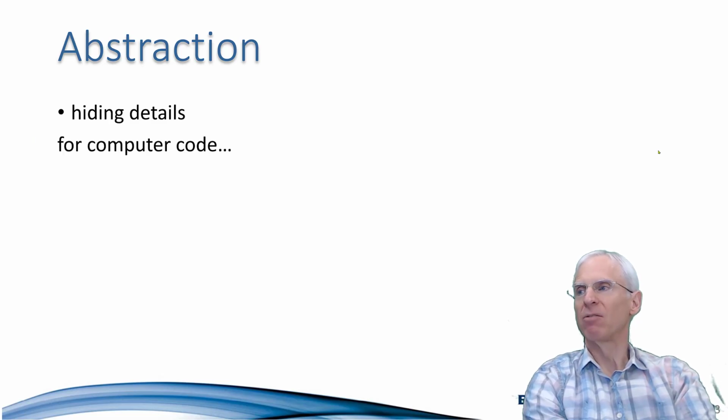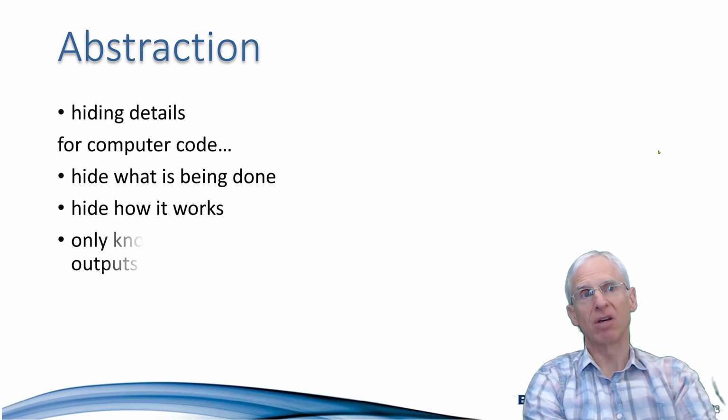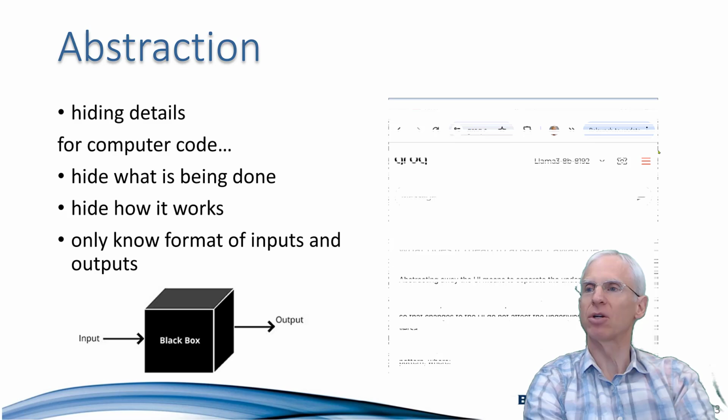So for computer code, we hide what's being done, we hide how it works. All we know is we have to give it inputs and outputs. This is a key thing with using these types of systems: sometimes we need to know about all the details, but sometimes too much knowledge of the details is really not necessary here. We just need to know what the inputs and the outputs are going to be.